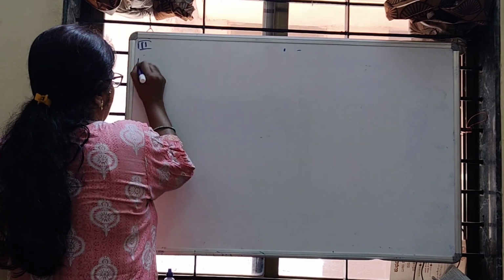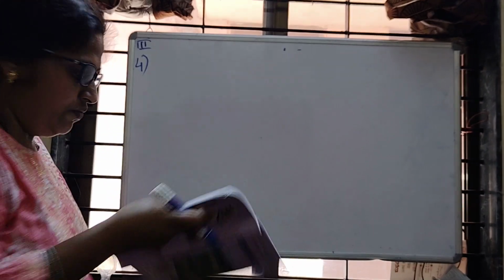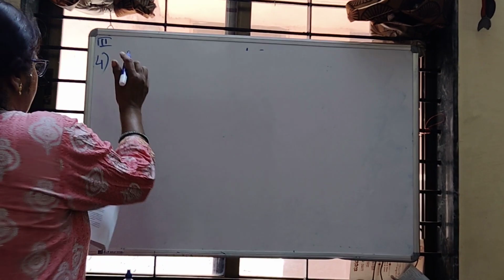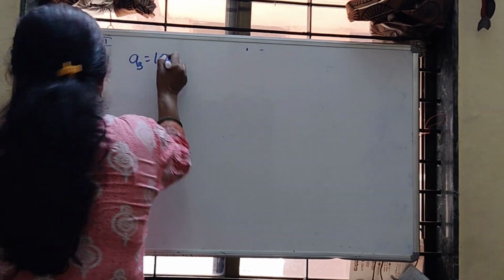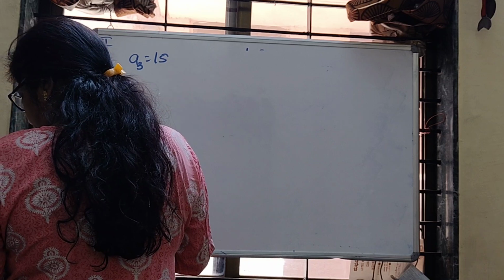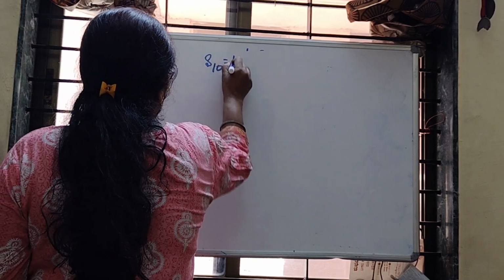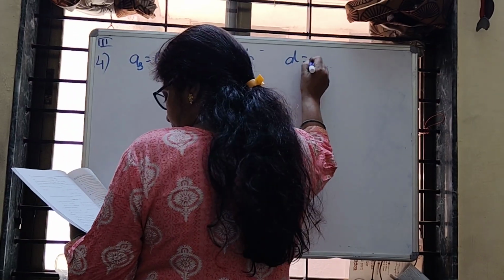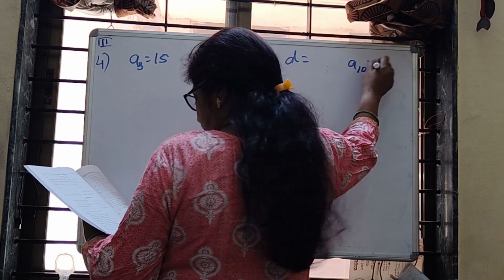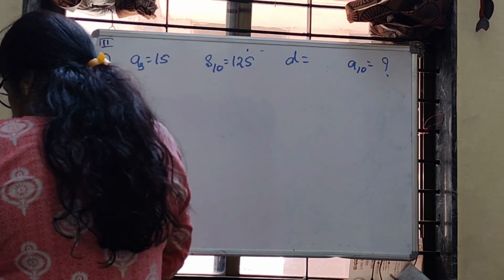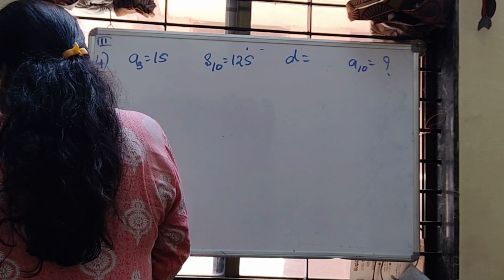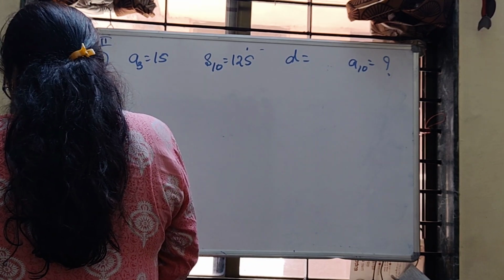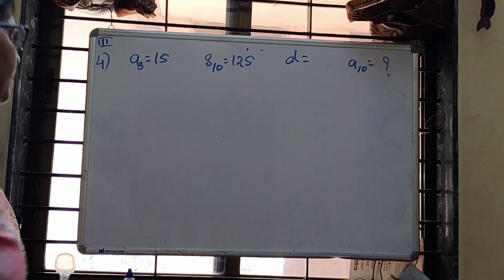One more question, fourth question. What is it? Let us solve it. Given a3 is equal to 15. S10 is equal to 125. We need to find d and a10. a3 is 15. S10 is 125. d and a10 we need to find out.